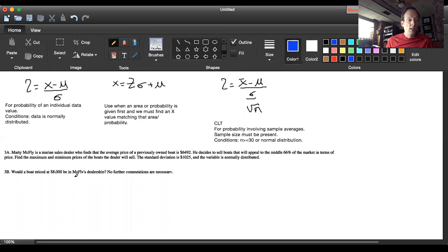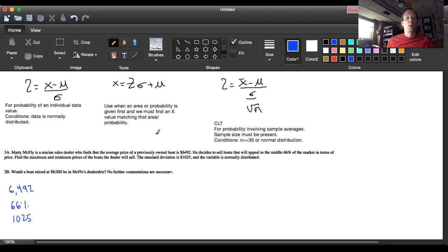And they're saying, Marty McFly is a marine sales dealer who finds that the average price of a previously owned boat is $6,492. He decides to sell boats that will appeal to the middle 66% of the market. And in terms of price, find the minimum and maximum prices that the dealer will sell. The standard deviation is $1,025.